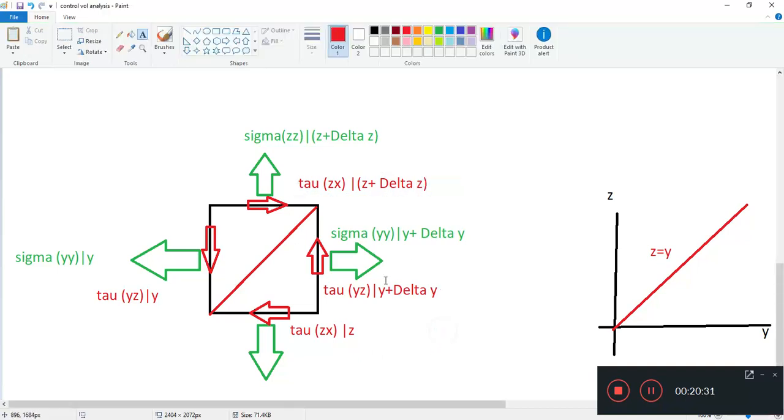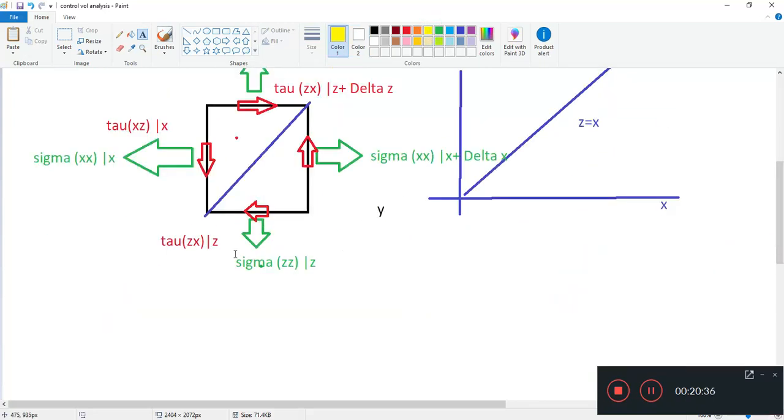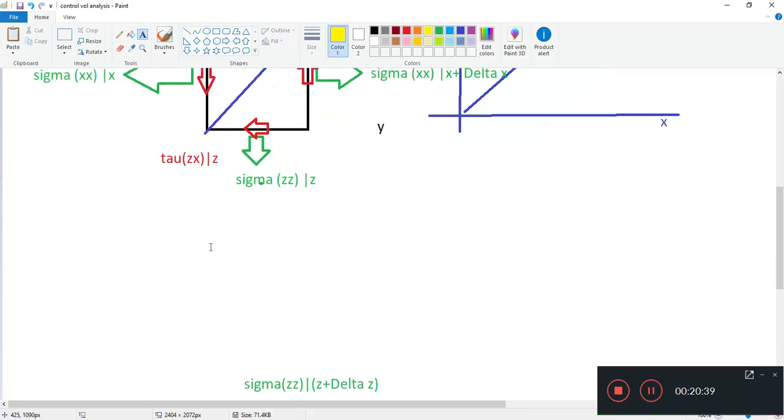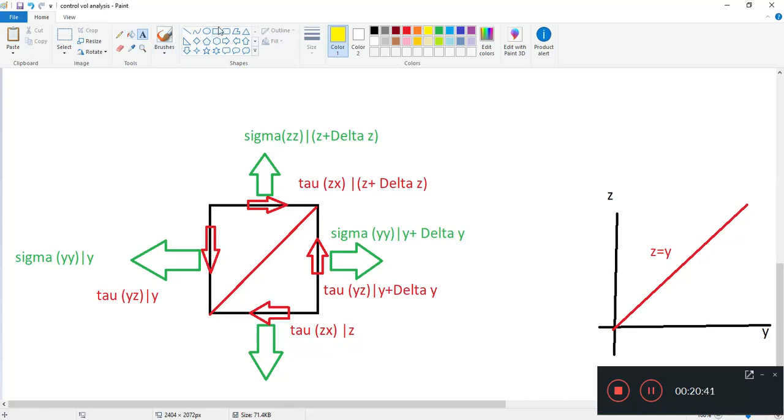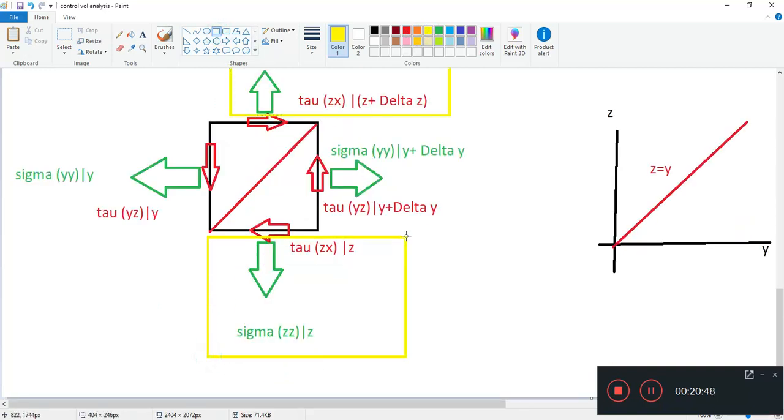Okay, let's see which ones are the common ones. Now, sigma zz is common, tau xz is common. Common and common. So this is nothing new. These two are nothing new. Alright, so what are we left with? We're left with these, guys.